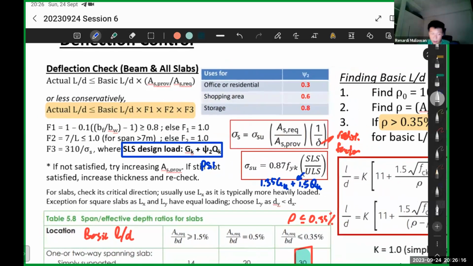Okay, so you'll get F1, F2, and F3. After plugging in all the formulas, you just multiply them with the basic L over D, and you compare it with the actual L over D. So this is our main formula.